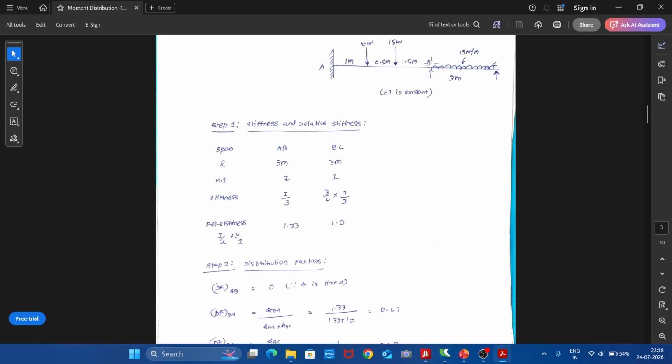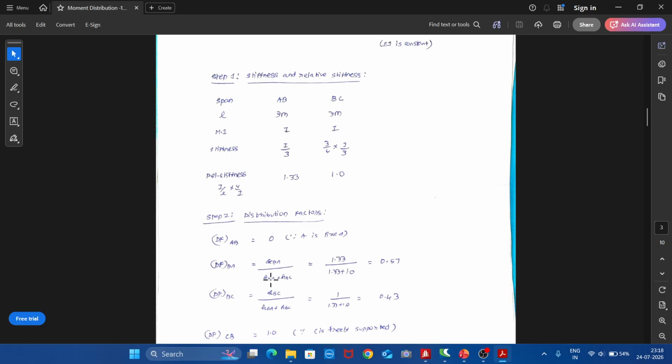So if I want to find the distribution factor for BA, it will be the stiffness of this member, say KBA. Therefore, this is in the numerator, KBA divided by the sum of stiffnesses of members meeting at the joint. So at this joint, there is BA to the left side and BC to the right side. Therefore, the stiffness of BA and the stiffness of BC will come in the denominator. So KBA plus KBC. And KBA, these values are available here. So KBA means 1.33. So 1.33 divided by KBA plus KBC.